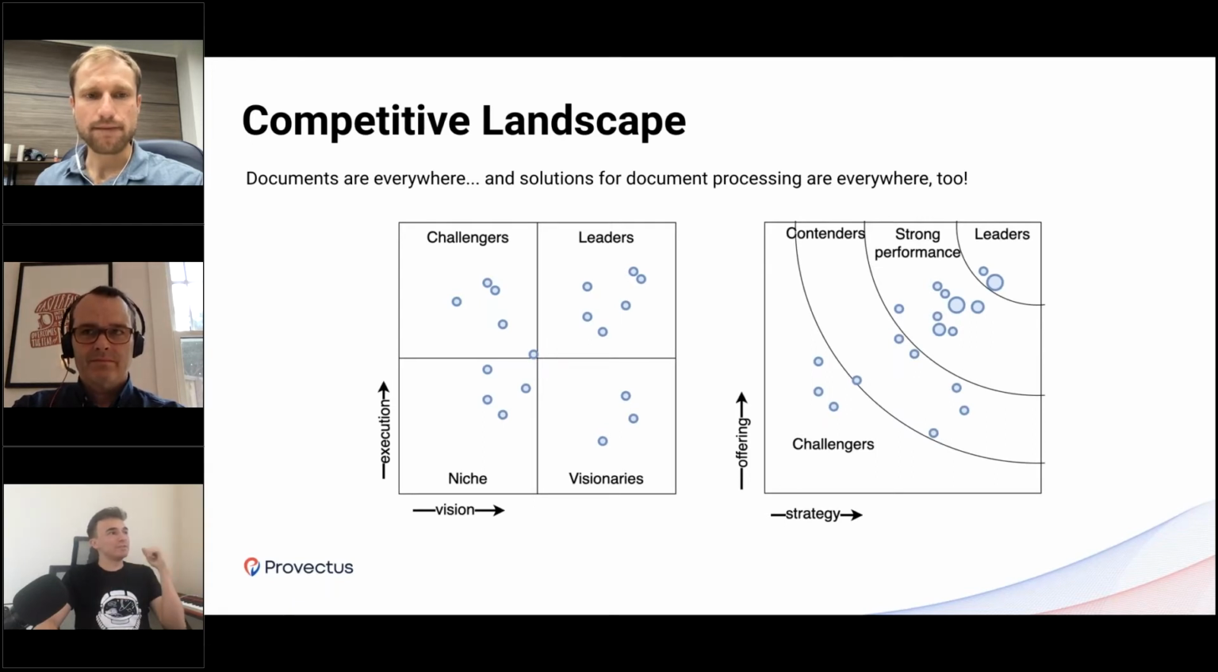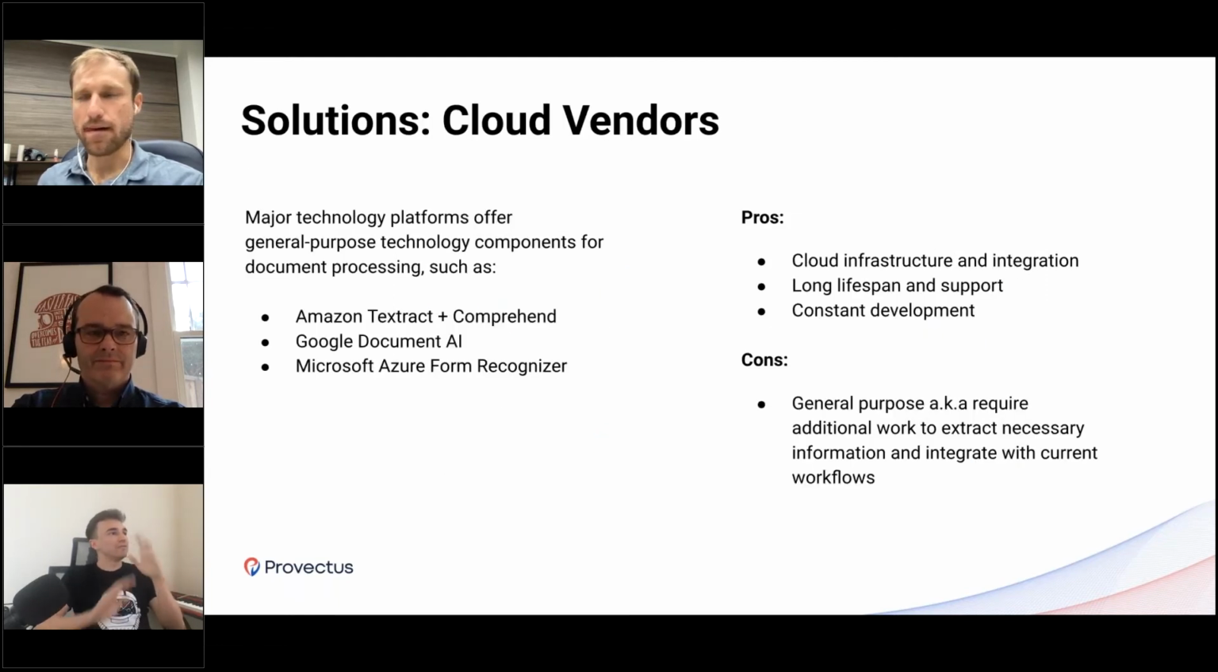So let's dive deeper into the segments of the market. First market segment is the big cloud vendors. You know all of them. They're technological giants. They provide general purpose components for document processing.